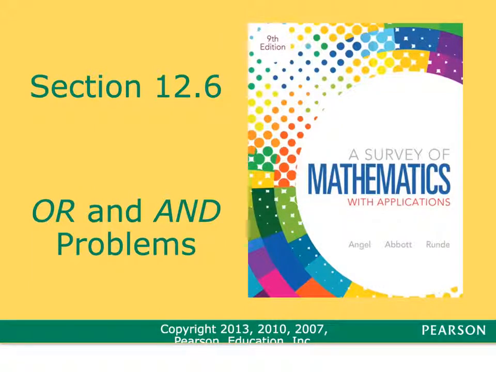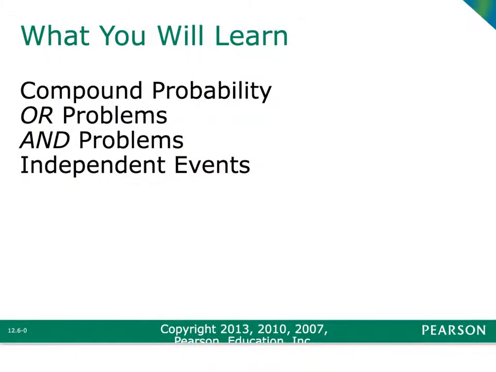Section 12.6, OR and AND problems. In this section, we're going to focus on compound probability. Compound probability can be written one of two ways. It can be written with the word or. It can also be written with the word and. We also want to decide at the end whether we're dealing with an independent or a dependent event.